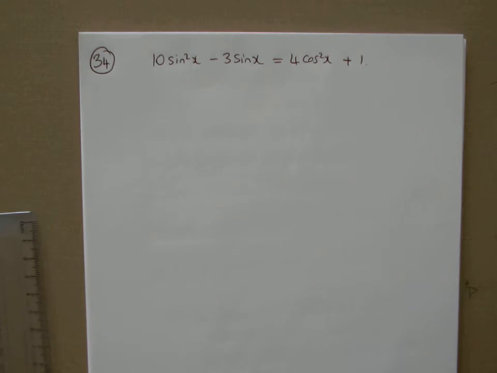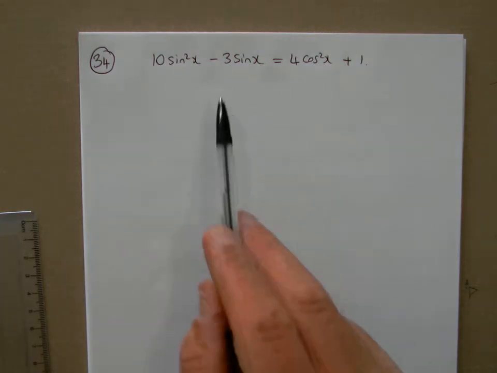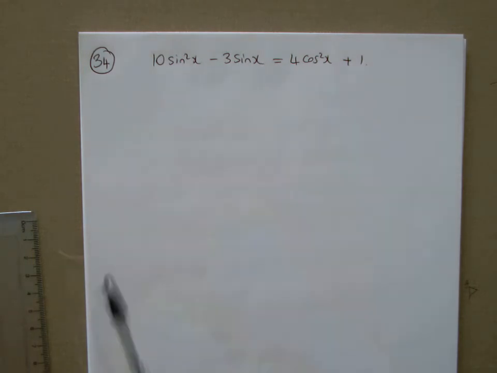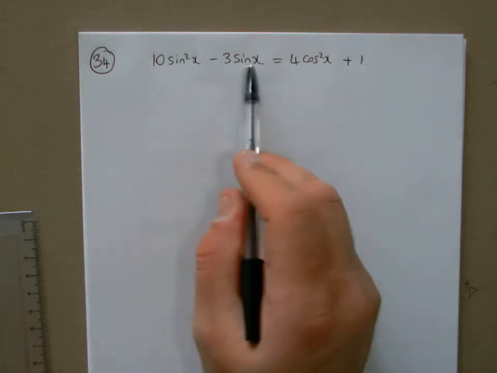Okay, so we're asked to find the results for this equation between 0 and 360. What we want to do is get this into a quadratic format, right? But the quadratic has to be in terms of one trig function. Now notice here we've got sines and cosines. That's no good. We need to get it for just one of them. The one we can't change is sin x.